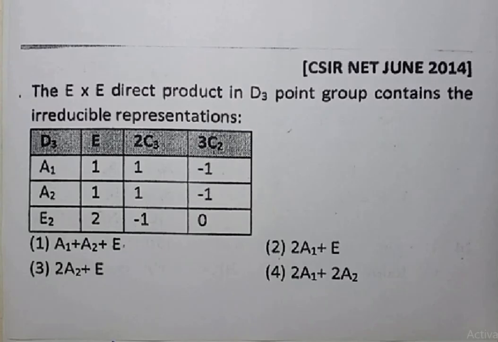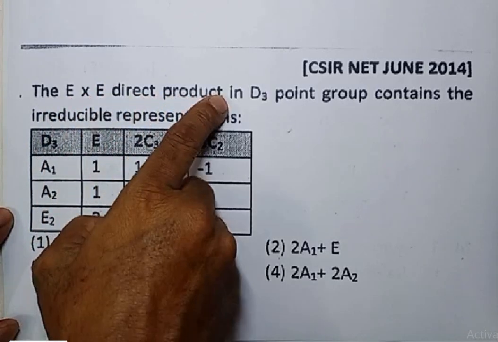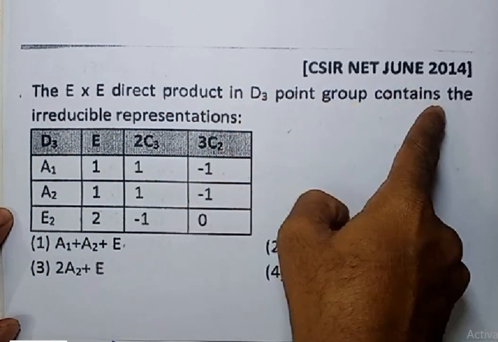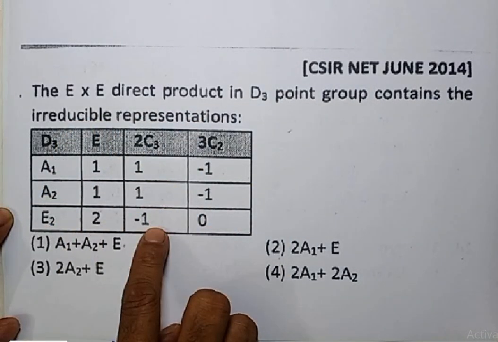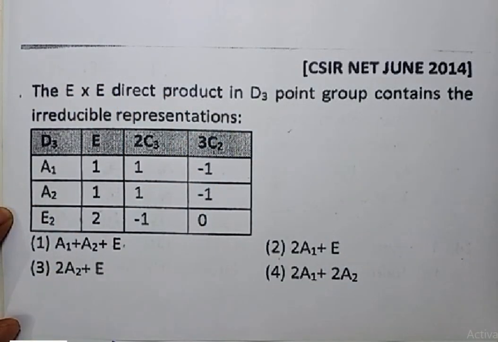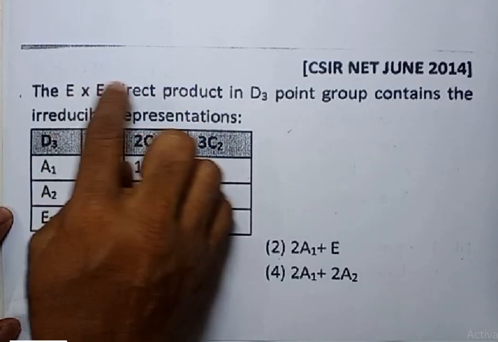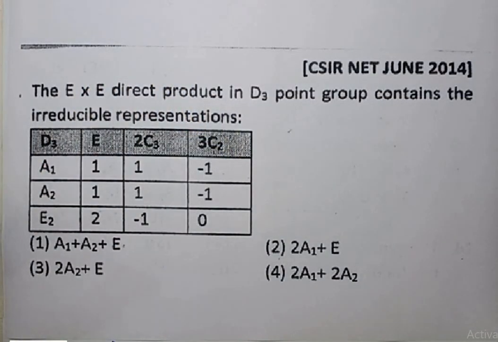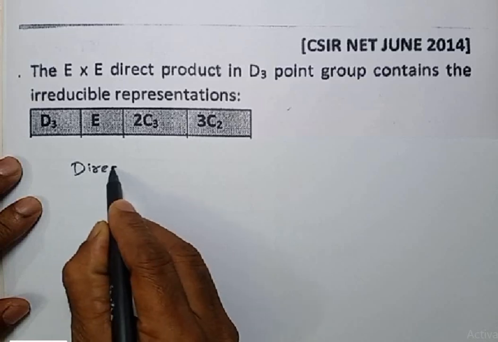Okay, so this is our next question. The E into E direct product in the D3 point group contains which irreducible representations? The irreducible representations are given here. You need to find out the direct product E into E here, and we need to find out what are the irreducible components present in E into E. What is meant by that? Listen, this is regarding direct product.